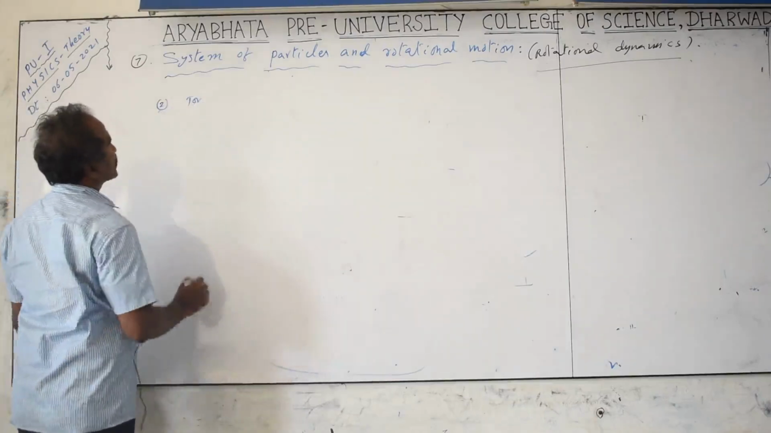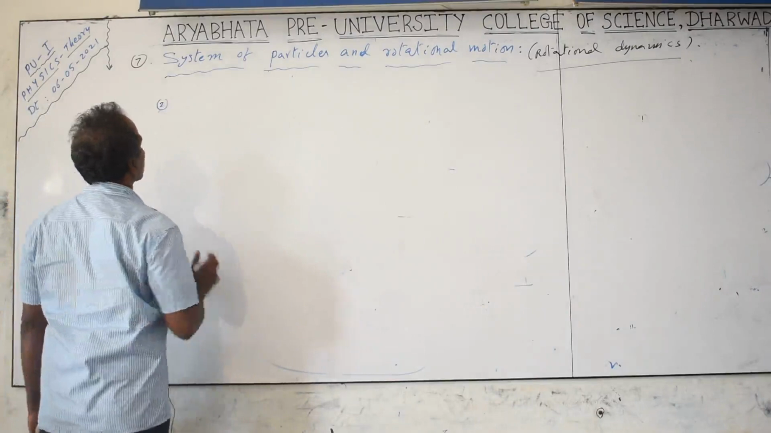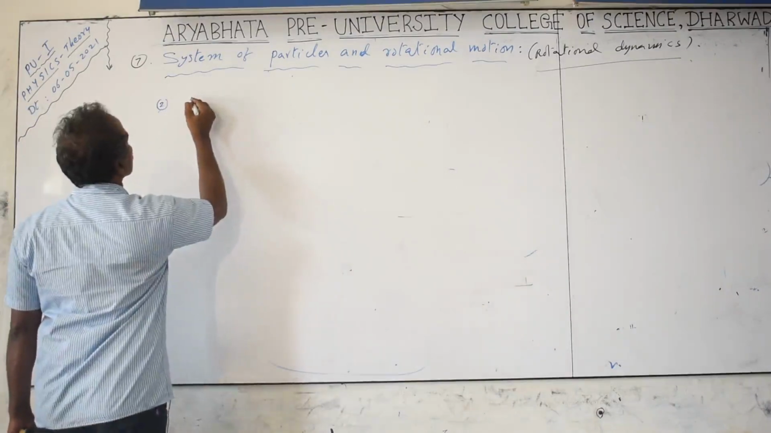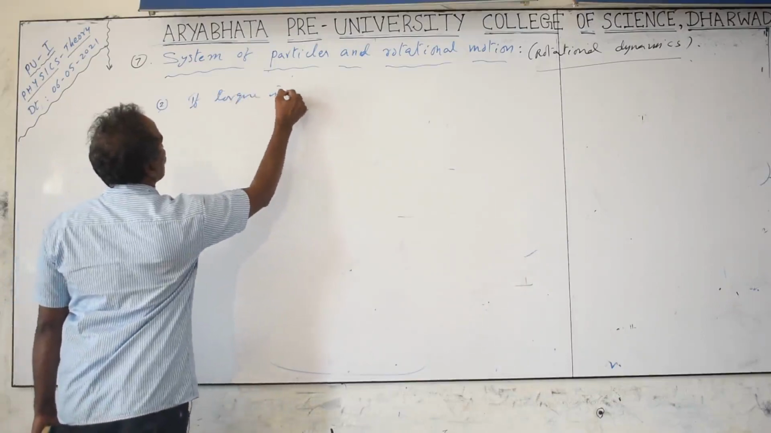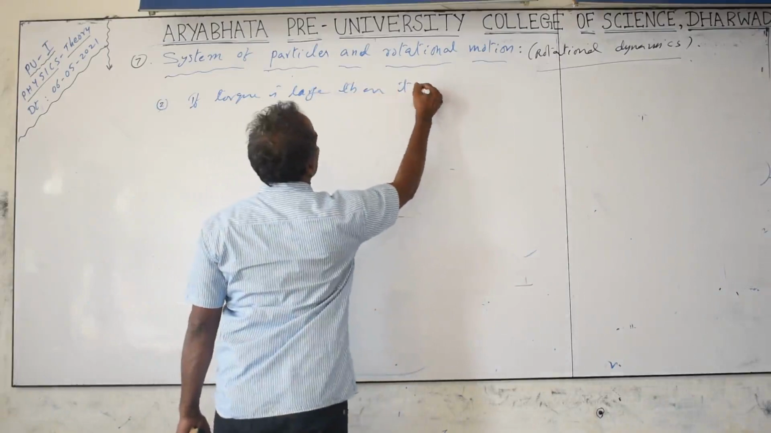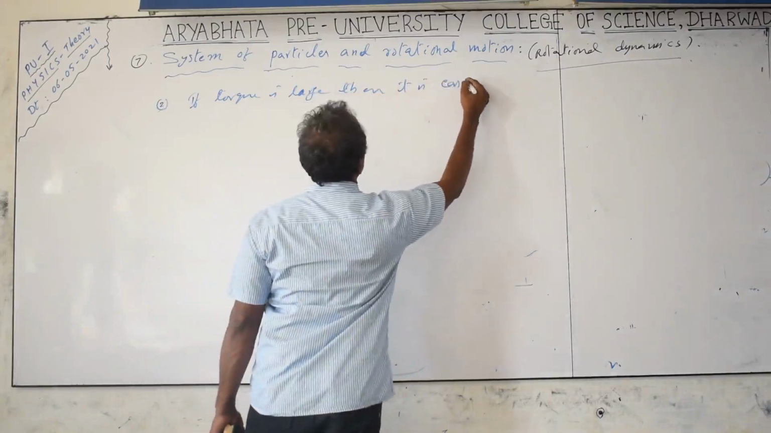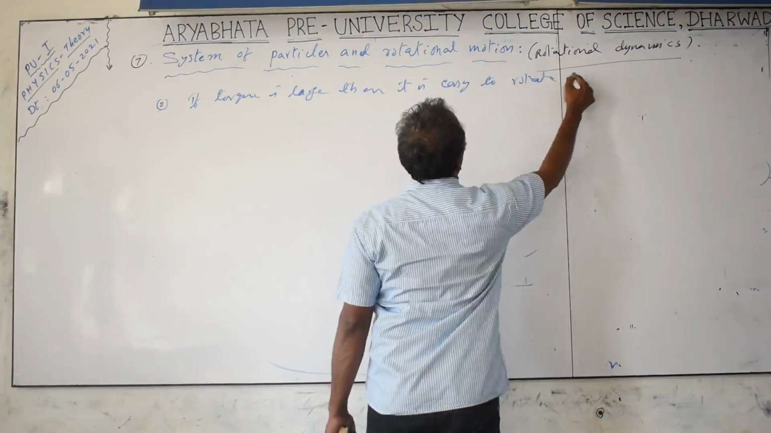Torque provides the rotating effect. If torque is high, it is easy to rotate the object. If torque is large, then it is easy to rotate the object.